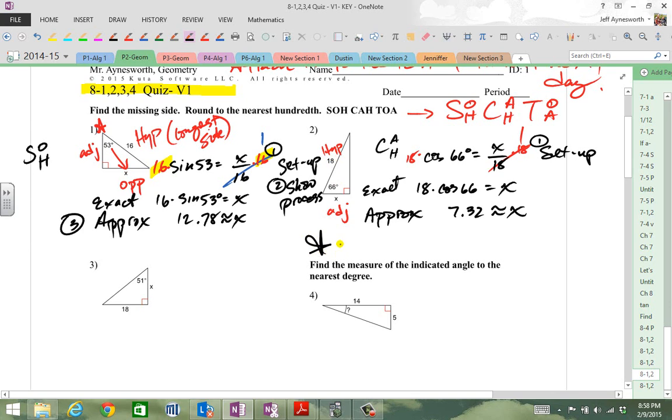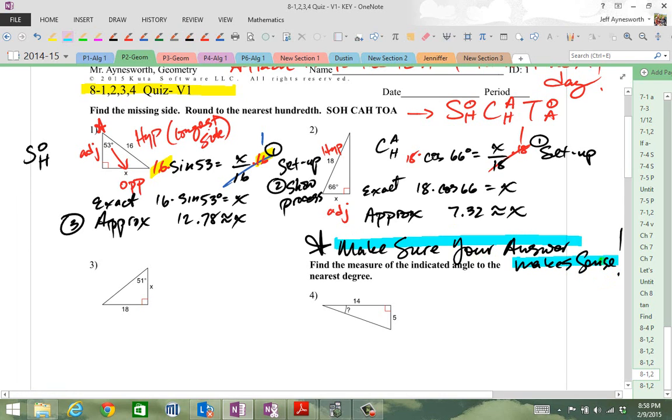Make sure your answer makes sense. Write that down on your test. Do that so that I know that you actually watched the video and that you actually listened to this. Okay, make sure your answer makes sense. All right, it's pretty obvious that the shortest side has to be the smallest value. So 7.3, much smaller than 18. I know that I'm on the right track.